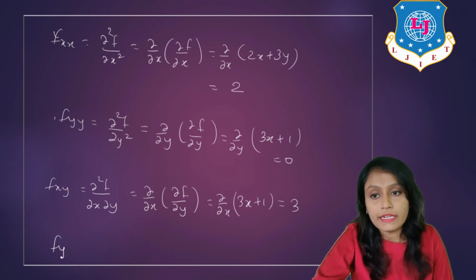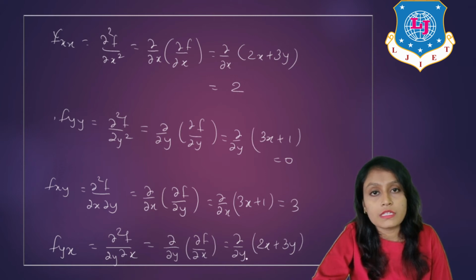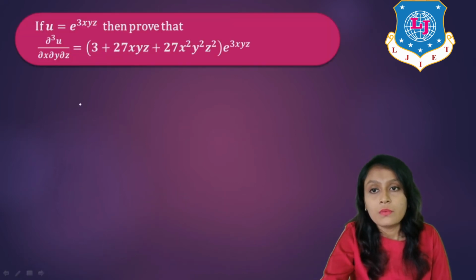Next we have to find f_yx. So what is f_yx? ∂²f/∂y∂x. So this is equal to ∂/∂y of ∂f/∂x. Now ∂/∂y of ∂f/∂x, that is 2x + 3y. Now take the derivative with respect to y keeping x constant. So this term is 0 and here we have the answer as 3. Now let's begin with the next example.